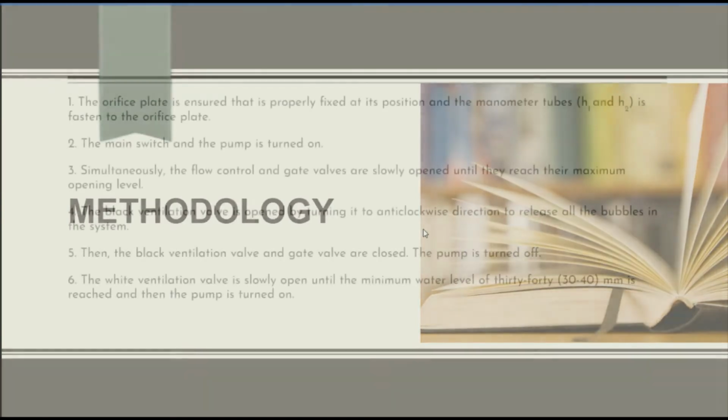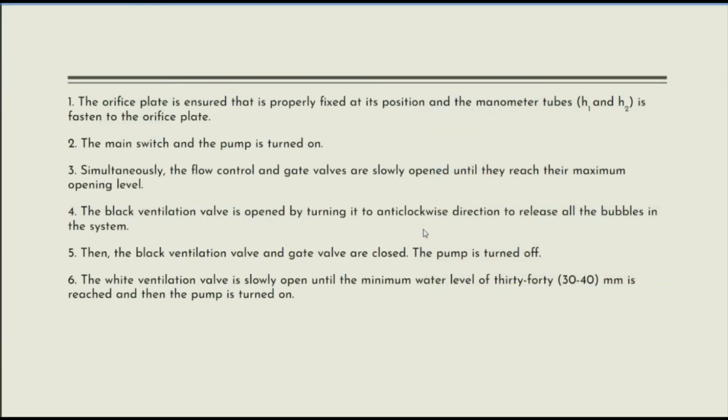As step 1, the orifice plate is ensured to be properly fixed at its position and the manometer tubes H1 and H2 are fastened to the orifice plate. Then the main switch and the pump are turned on. Simultaneously, the flow control and gate valves are slowly opened until they reach their maximum opening level.